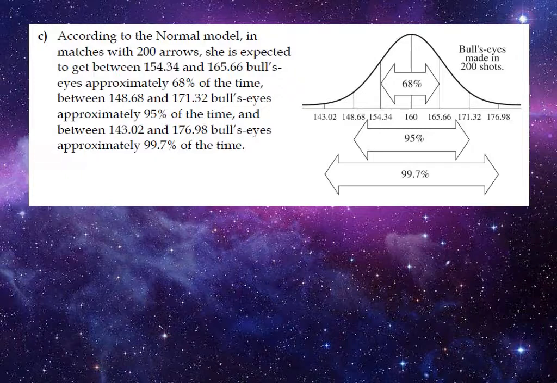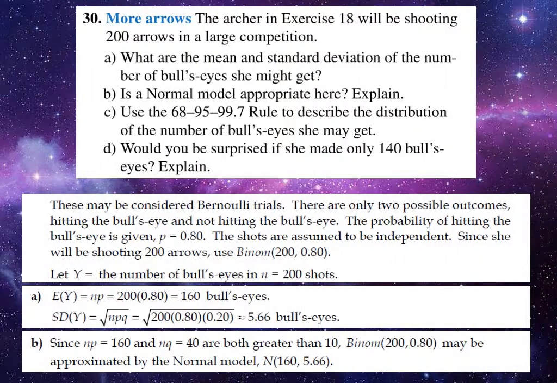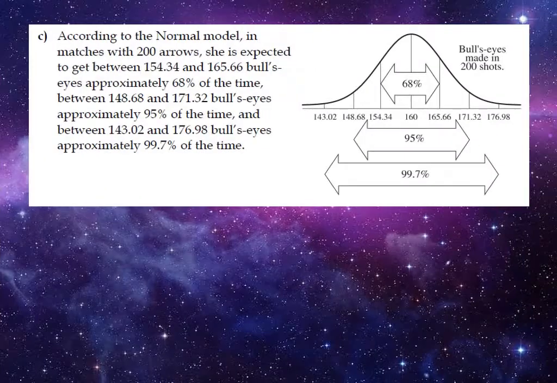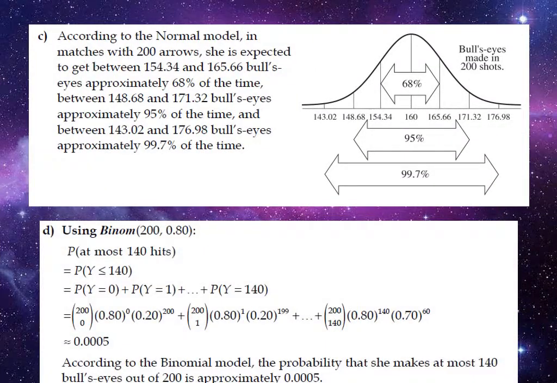Okay? Now, for part D, there are actually several different ways to answer that question. So I was asking, would you be surprised if she made only 140 bullseyes? Yes. And there's so many different ways. You could look at it standard deviations wise. It's definitely more than 2 standard deviations away from the mean. So that's surprising. We just went through the normal approximation, or you can use the binomial distribution.